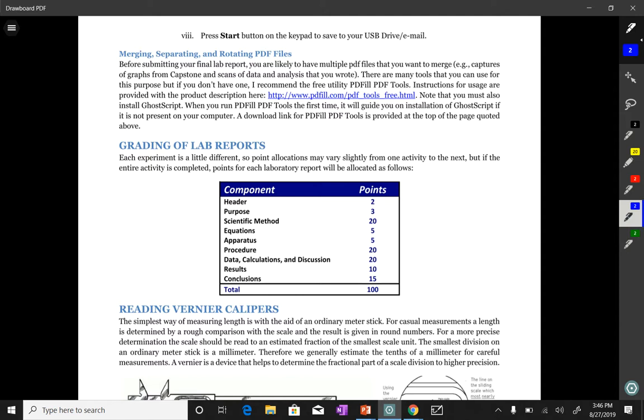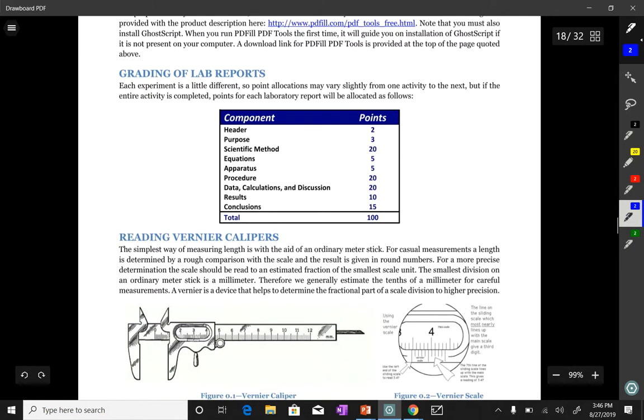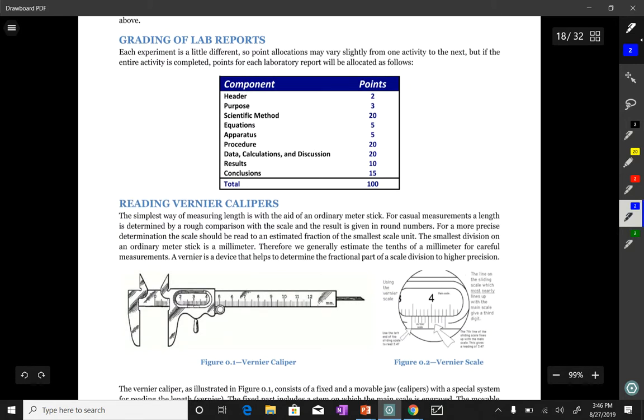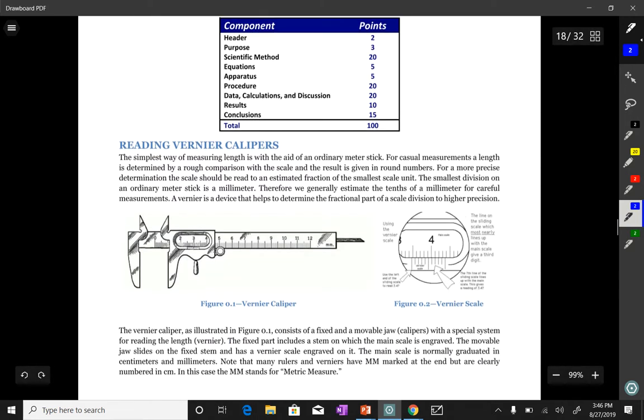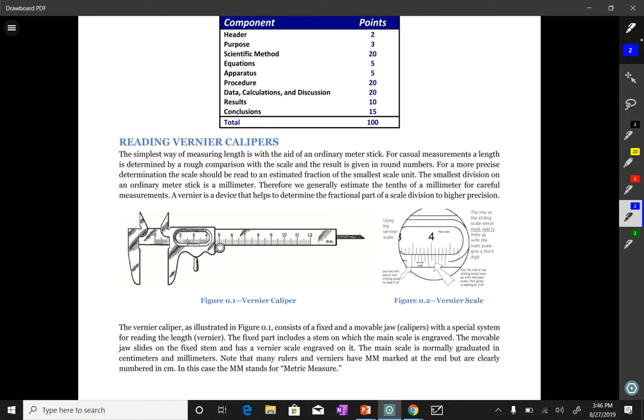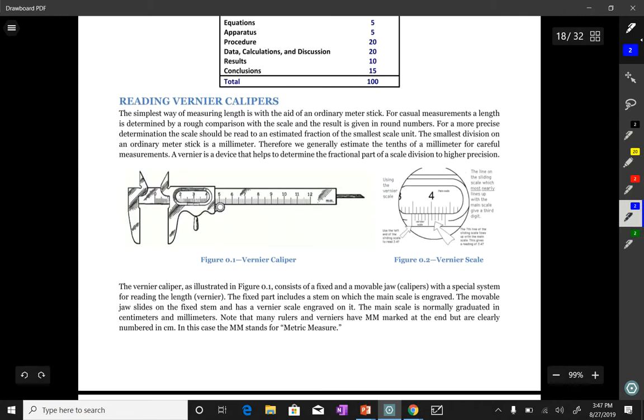After you do the experiment, well, it's going to go to the grading. Then you have 5 points for the equations, which includes showing the sample and showing the definitions of the variables. 5 points for your apparatus with the picture. 20 points for a procedure that covers all of that you're going to be doing. And 20 points for your data calculations and discussion section, 10 for the results, 15 for conclusions.